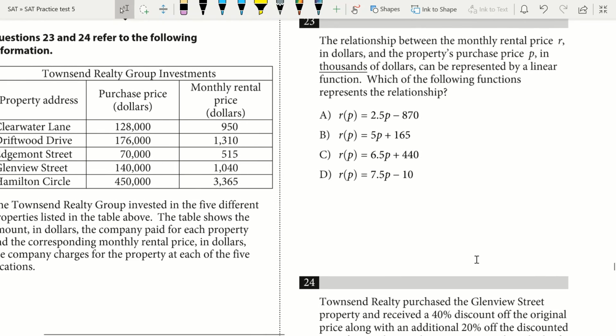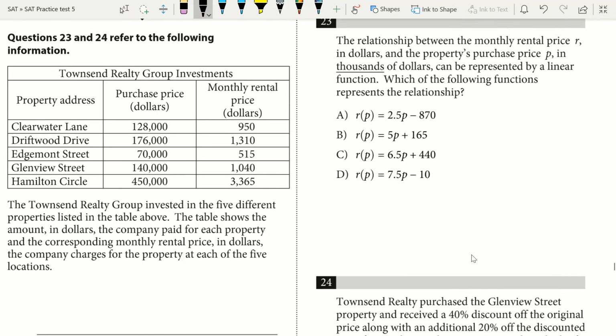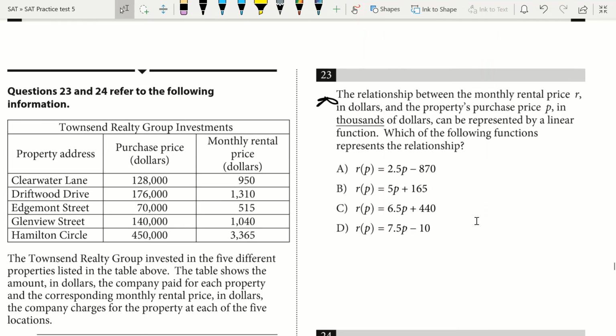All right. The relationship between the monthly rental price R in dollars and the property's purchase price in thousands of dollars can be represented by a linear function. Which of the following functions represents the relationship? All right, well, I'm told my purchase price is in thousands of dollars, right? But my rental is just in dollars. So I got to get rid of these thousands here so that way I don't mess up my units.